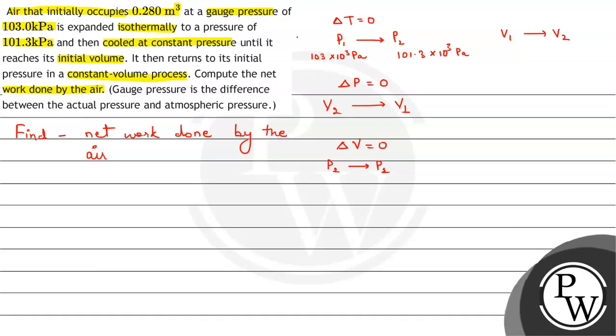Okay, so let us first revise the key concepts behind this question. The first key concept is that work done is given by integration of P dV. The second key concept is the real gas equation, which says PV is equal to nRT. These two concepts we keep in mind and jump right into our solution.